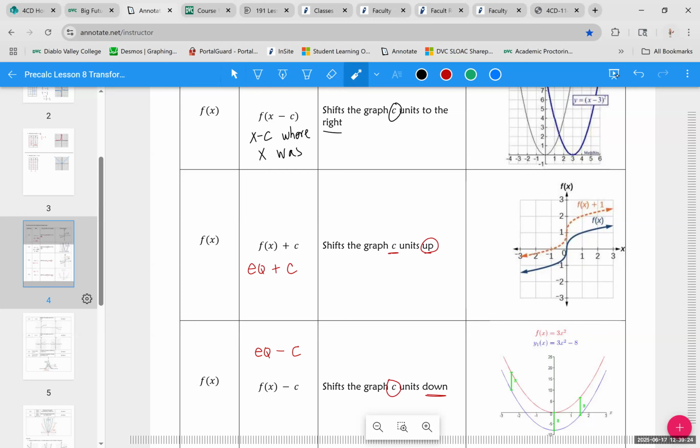In this case, I actually had an equation, 3x squared. That would be this red function. And if I have 3x squared minus 8, I'm just going to take the points I know and shift them down 8, down 8, down 8, and redraw the function. So up, down, left, right.